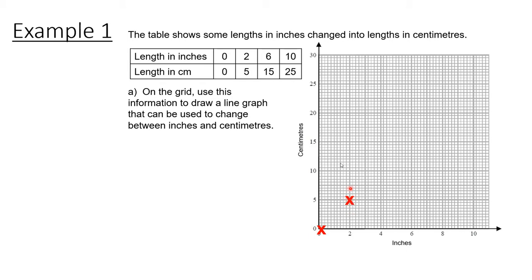Our next set says that 6 inches is equivalent to 15 centimeters. So we're going to go along the corridor to 6 inches and up to 15 centimeters and draw our next coordinate spot. And finally, we've got 10 inches is equivalent to 25 centimeters. So we're going to go along the corridor to 10 and up the stairs to 25 centimeters. So that's going to be our next set of coordinates. And finally, because it's a line graph, what you're going to use is a ruler to draw a really straight line that connects all of your points together. And that's how you draw your graph.